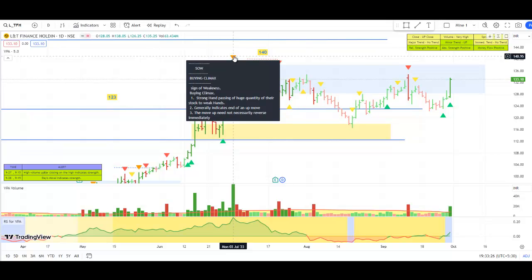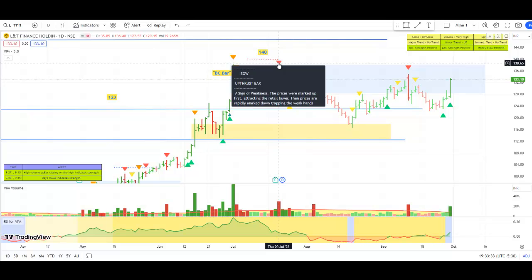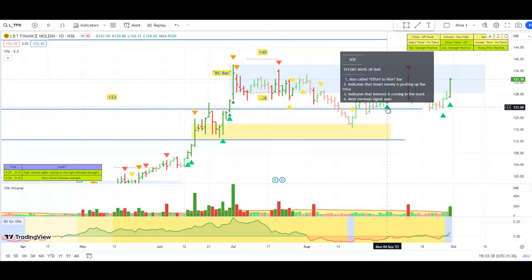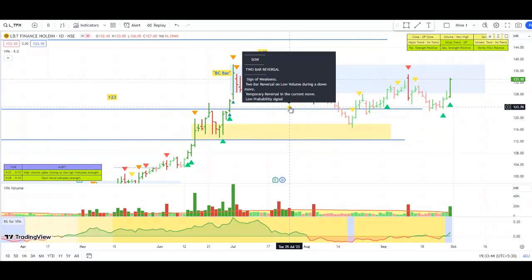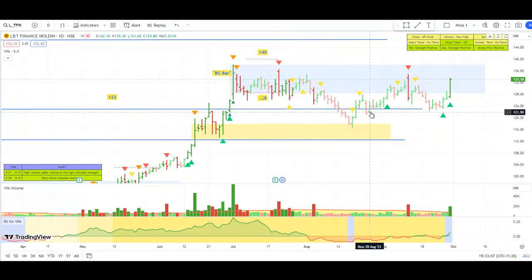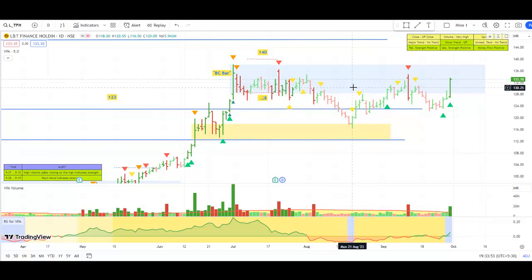So that description is also provided, and everywhere, like you can see, this is an upthrust bar. It is also a sign of weakness, and the description is provided here. Now this is an effort to move a bar, and again the description is there. The yellow are more of alert signals. It's a 2-bar reversal, it is a no demand bar, SOW. The yellow ones are more of alert signals, whereas the red and green are the real strong signals.